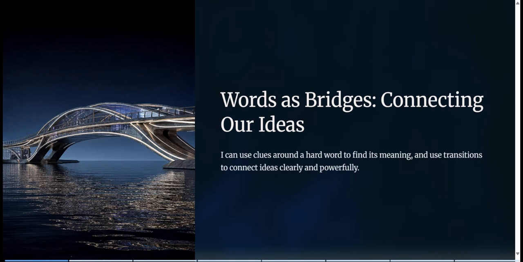In today's lesson, we are going to use words as bridges, connecting our ideas. That's what words are used for. In this lesson, you will learn how to use clues around a hard word to find its meaning and use transitions to connect ideas clearly and powerfully. So without further ado, let's get started.